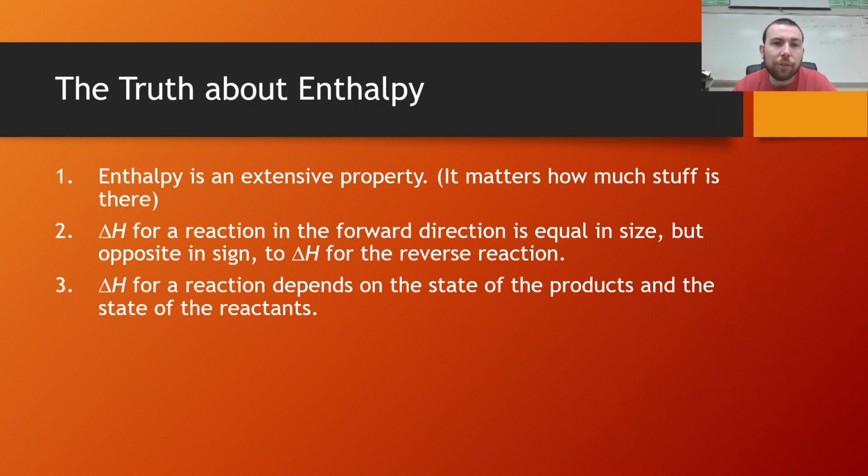Now, delta H for a reaction in the forward direction is going to have the same value, but opposite sign to the delta H for the reverse reaction. You could think of it as the reverse reaction has the opposite sign of the forward reaction, right? And again, delta H for a reaction is going to depend on the state of the products and the state of the reactants. So physical states are going to play an important role here.